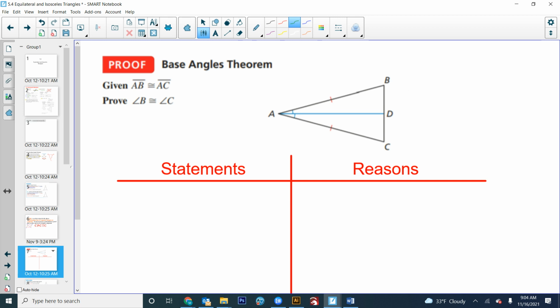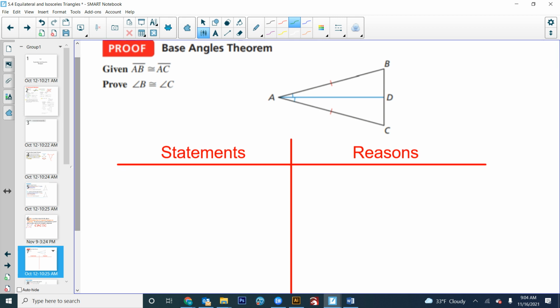Then they ask us to kind of use it. So look at the given and look at the proof. What do you notice is different about this problem? The whole time, they're asking us to prove angles are congruent, not the triangles. I have good news for you. This proof is a triangle congruence proof plus one step. And our only triangle congruence trick right now is SAS.